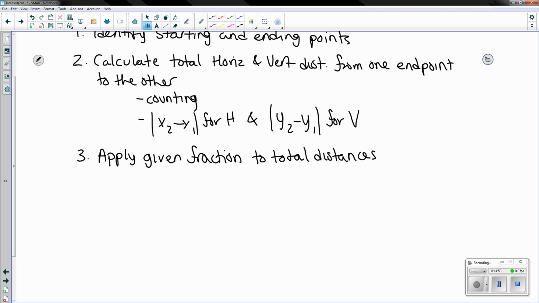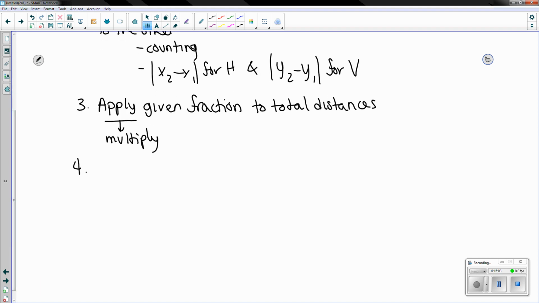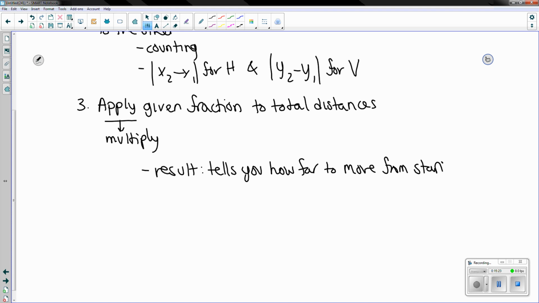When I say apply, I mean we're going to multiply the fraction by the total distances. The result of this step tells you how far to move from the starting point. So again, after this part of the process, this is not the coordinate that you're looking for. It just tells you how far to go.